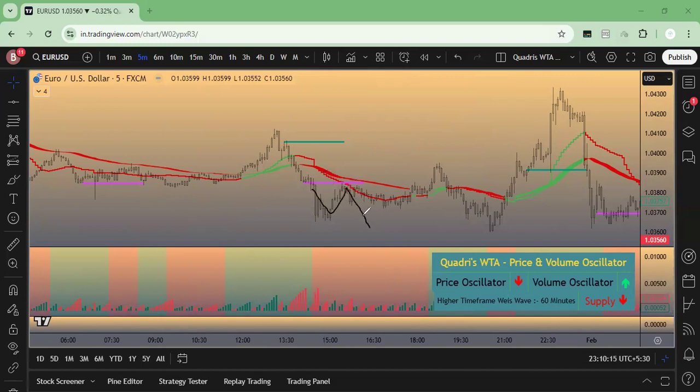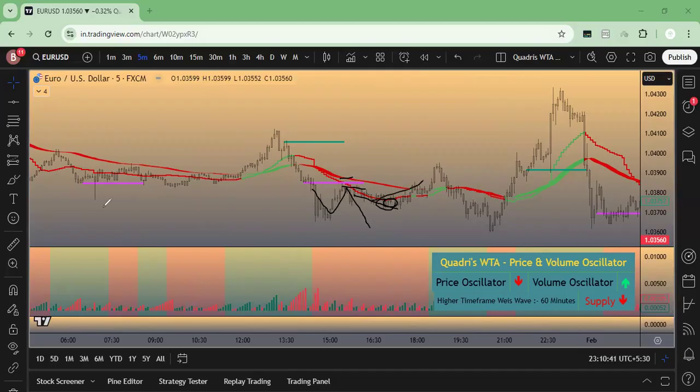So this is how I would be looking out for a trade. This is my stop loss. Based on how many pips, or what is the spread? Based on the spread, you can decide how much stop loss you can place. And if your stop loss at this particular point is hit, you are out of the trade.